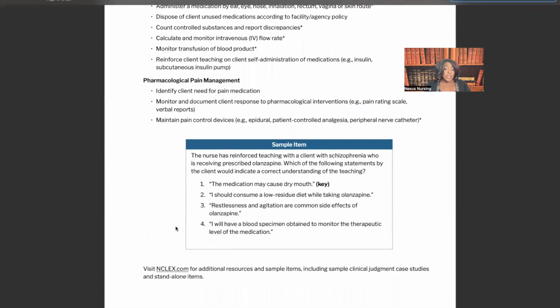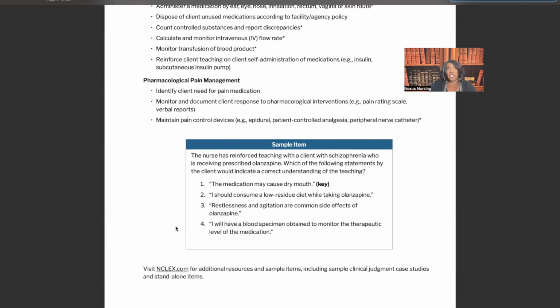The nurse has reinforced teaching with a client with schizophrenia who's receiving prescribed olanzapine. Which of the following statements by the client would indicate a correct understanding of the teaching? 1, the medication may cause dry mouth. 2, I should consume a low residue diet while taking olanzapine. 3, restlessness and agitation are common side effects of olanzapine. 4, I will have blood specimen obtained to monitor the therapeutic level of the medication. And they give us a correct answer, which is 1, this medication may cause dry mouth.